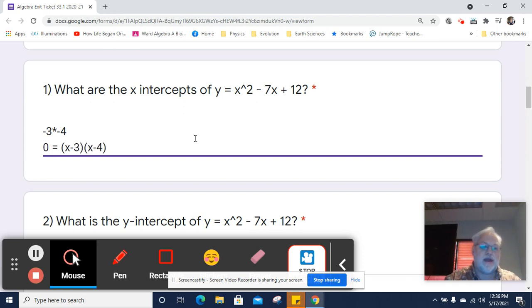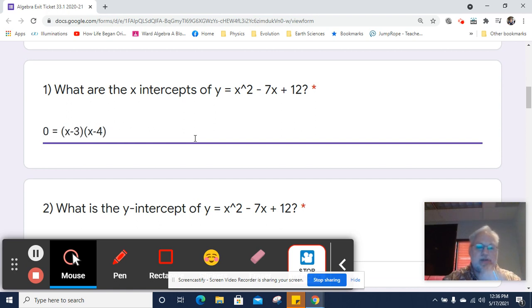So let's do that. Set y equal to 0. If y is 0, then one of these factors has to be 0. So either x minus 3 has to be 0 or x minus 4 has to be 0. So you want to ask yourself, what would I subtract 3 from to get 0? Well, you could subtract 3 from 3 and get 0. Or I could subtract 4 from 4 and get 0.